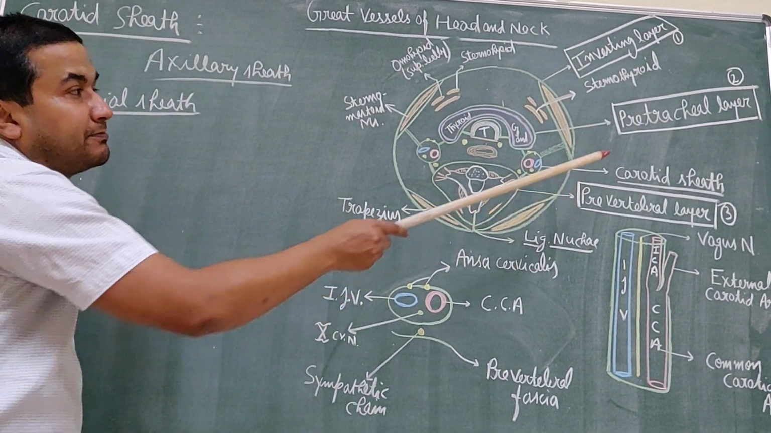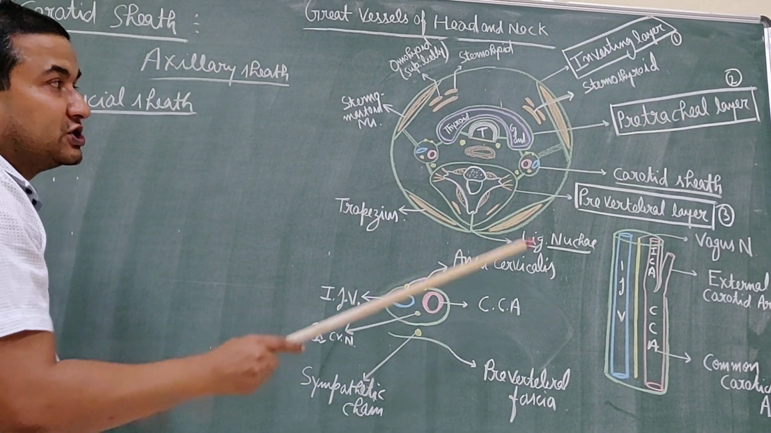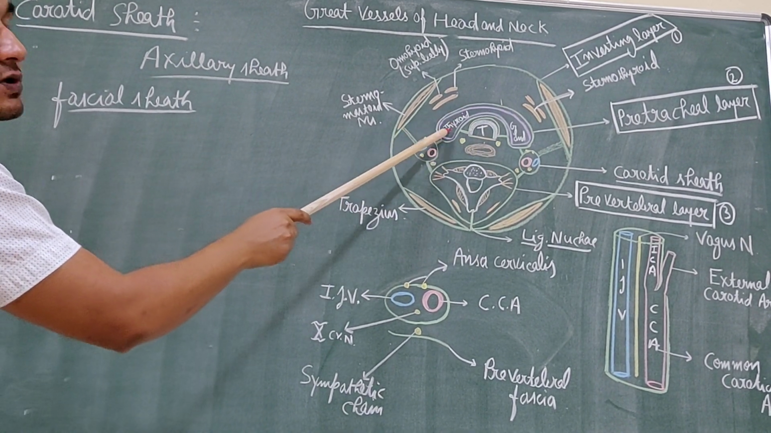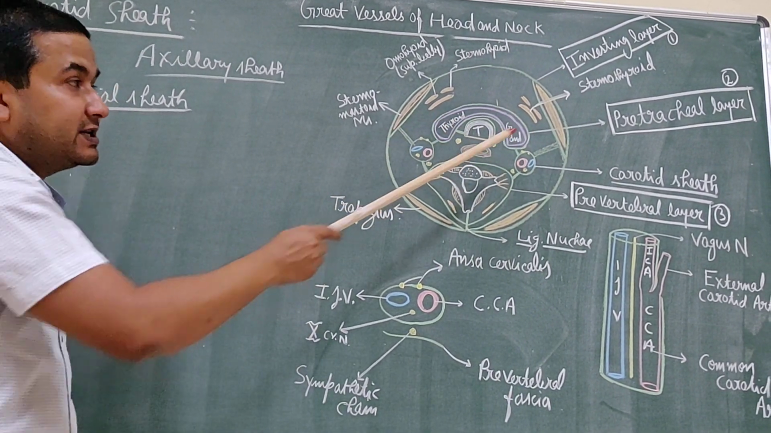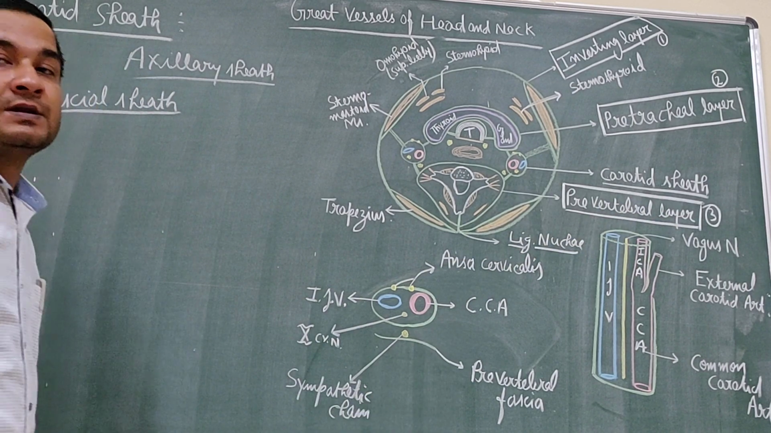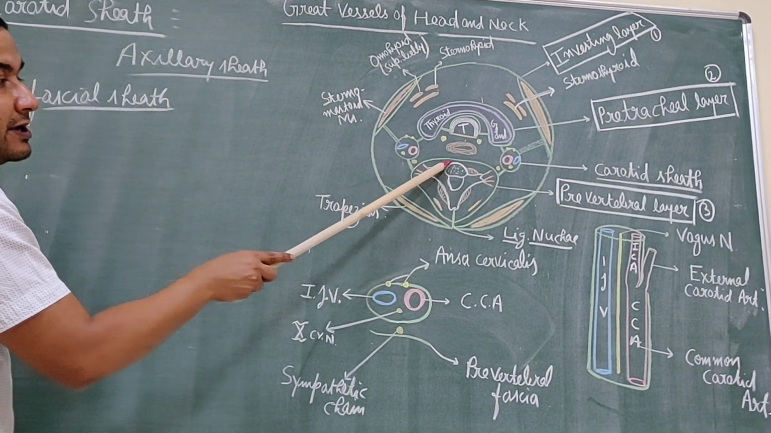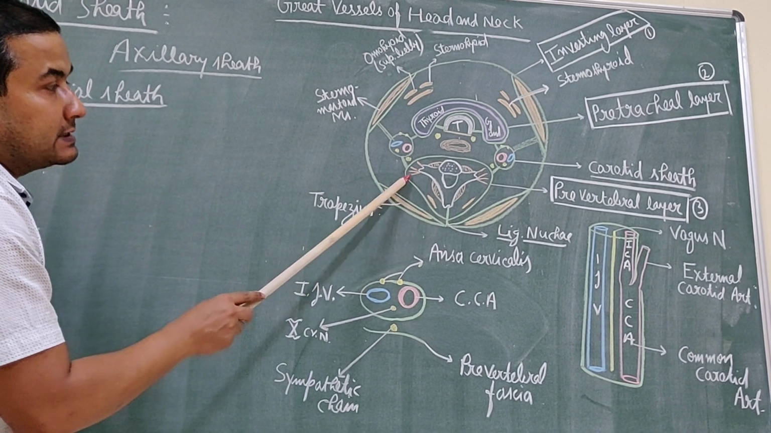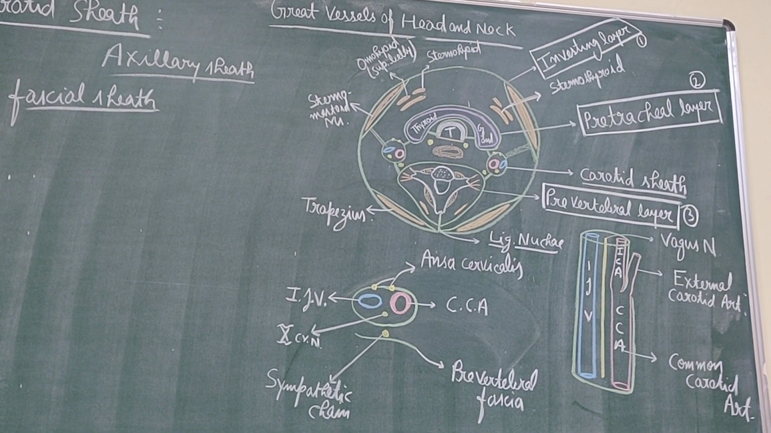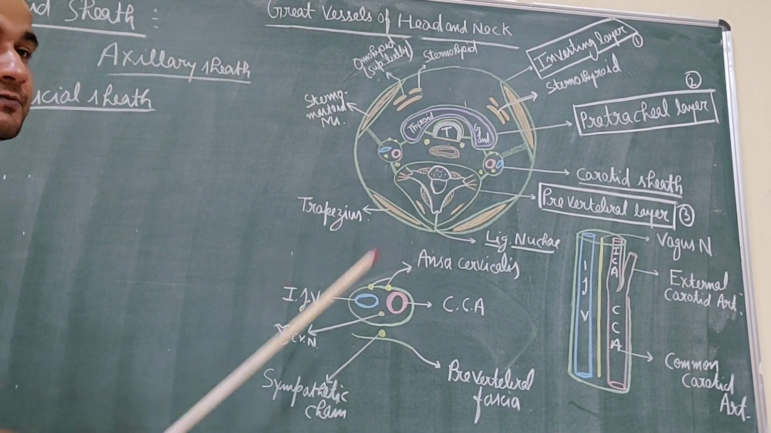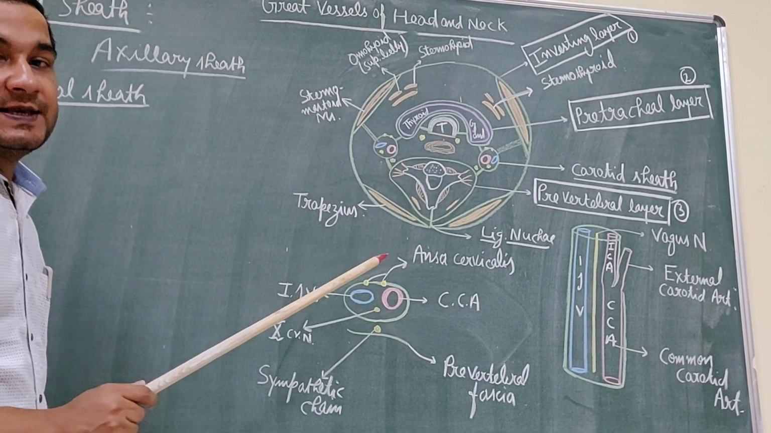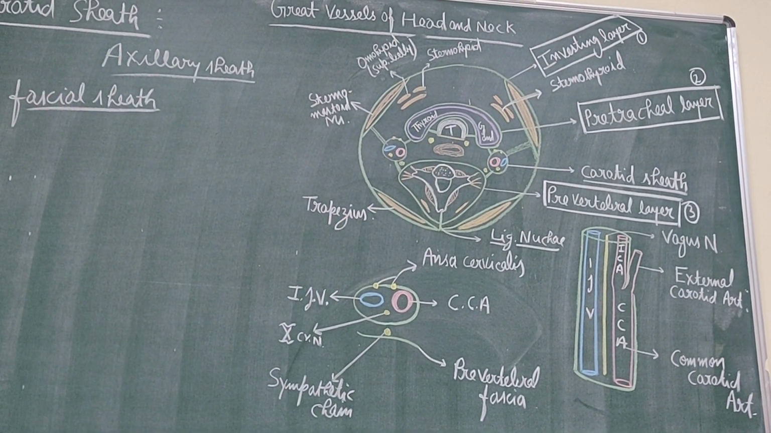Now the second layer is the pretracheal layer, because it is situated in front of the trachea and it forms the false capsule of the thyroid gland. And the third is the prevertebral layer, which encircles the prevertebral as well as the paravertebral muscles. So, in the neck region, there are three deep fascia present, and they form various important fascial spaces in the neck region.